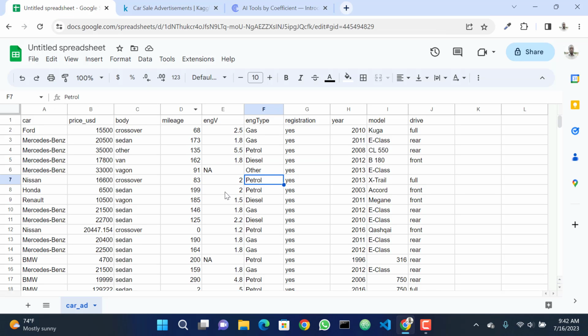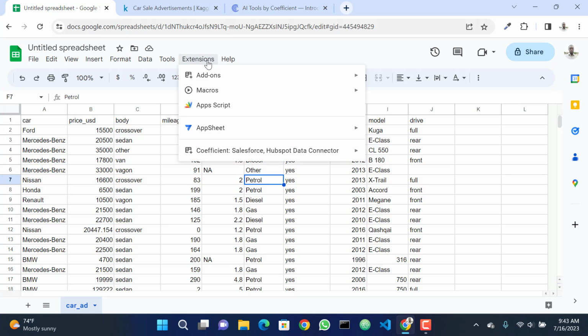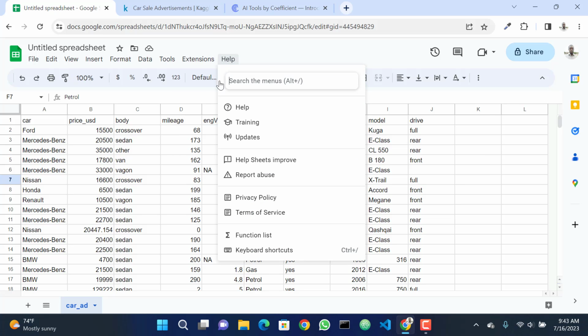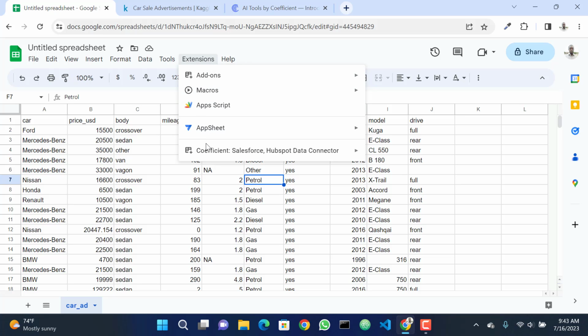So here we have downloaded the dataset and we're about to jump into it. A brief introduction on Coefficient: it uses ChatGPT, so it enables you to ask questions and tell it exactly what you want to calculate, and it gives you the calculation or generates formulas for you. When you download and install the extension, it appears under Extensions on Google Sheets, and then you can click and launch it.